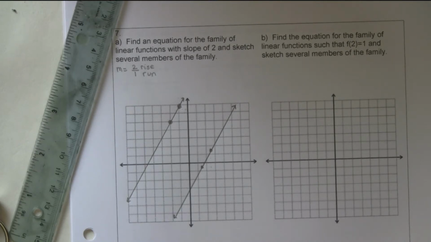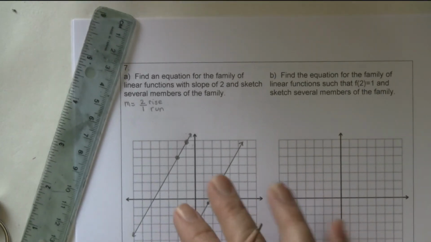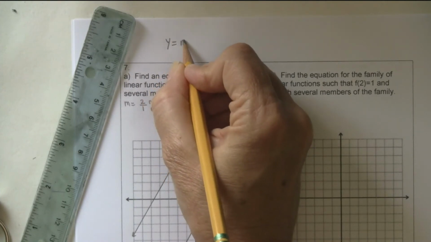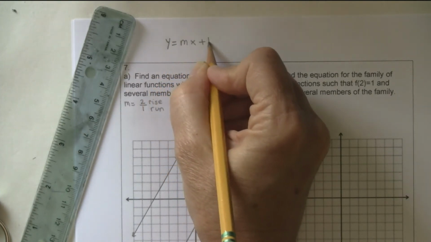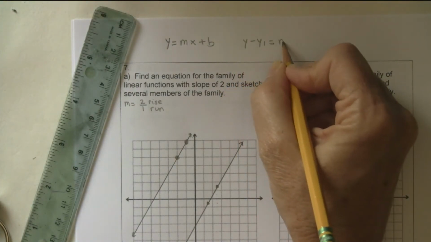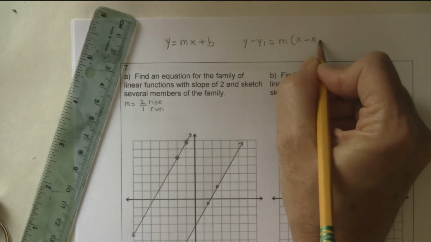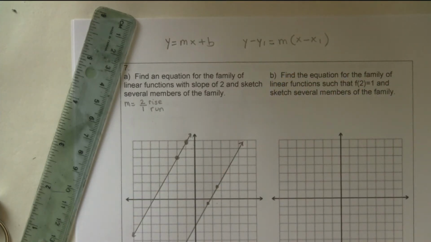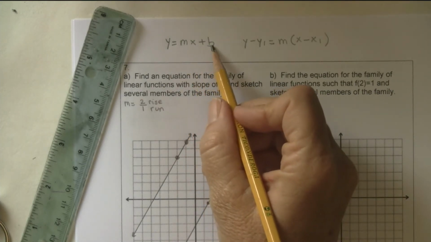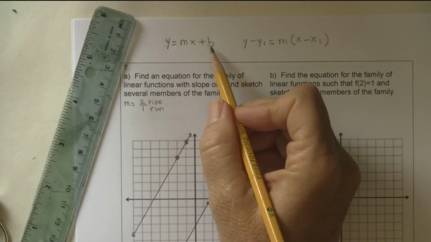And so I was thinking, if I'm thinking about an equation, I have some equation builders. This is one of the equation builders, y equals mx plus b. And here's another equation builder, y minus y1 equals m times x minus x1. I know the slope, it's 2, and that's the m. And b is the y-intercept, and that could be any value.